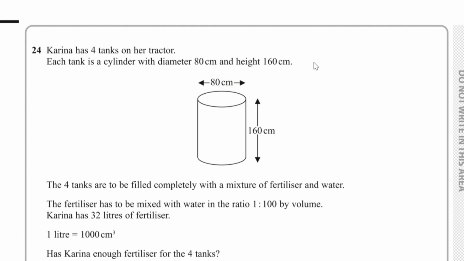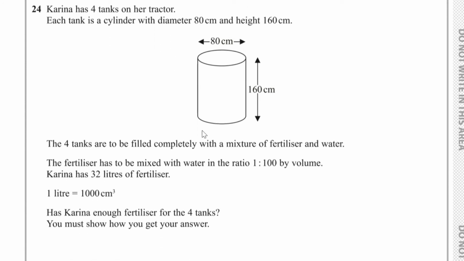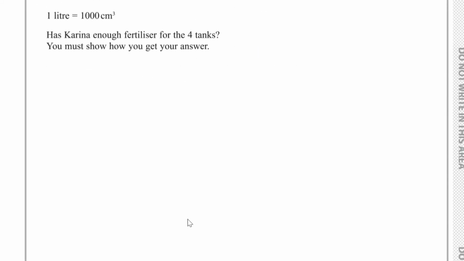Question number 24. Karina has 4 tanks on her tractor. Each tank is a cylinder with diameter 80 centimeters and height 160 centimeters. That's what's shown here. The 4 tanks are to be filled completely with a mixture of fertilizer and water. The fertilizer has to be mixed with water in the ratio 1 to 100 by volume. Karina has 32 litres of fertilizer. 1 litre is 1000 centimeters cubed. Has Karina got enough fertilizer for 4 tanks? You must show how you get your answer.